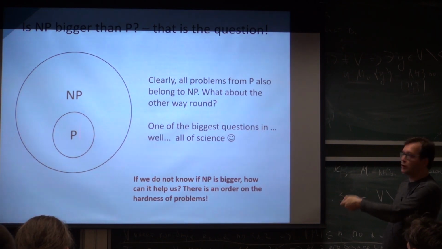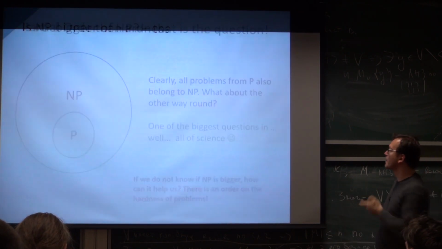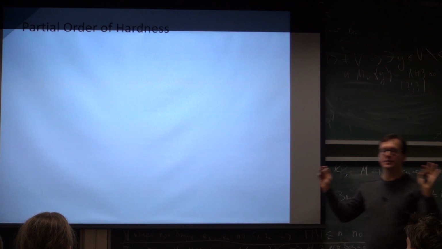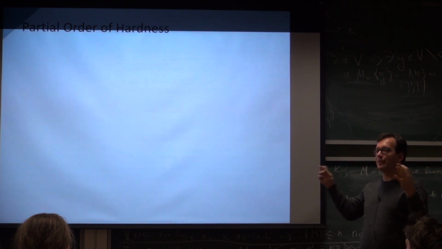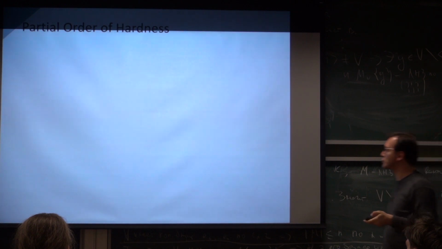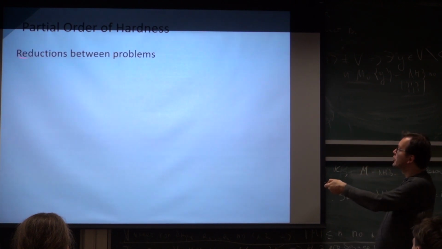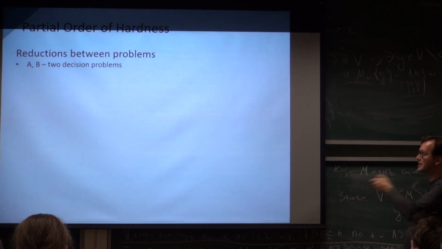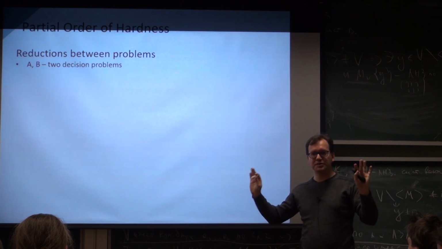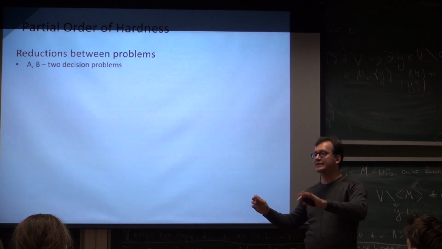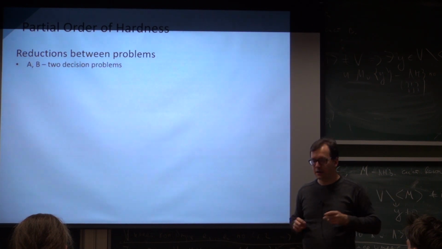We don't know if these classes are equal or not, but we believe they're not equal. And we need a partial order of hardness on problems to actually be able to somehow say that certain things are in NP but not in P, provided that P is not equal to NP. And what we use is reductions between problems. Okay? The formal setting is that we have two decision problems. So a decision problem is something where simply you have some input and you have a yes/no question. Like this set cover thing where you ask, can I choose up to K sets that cover everything, or things like that.